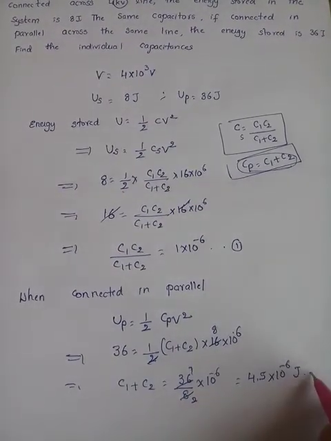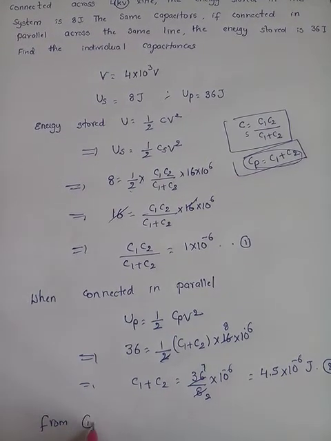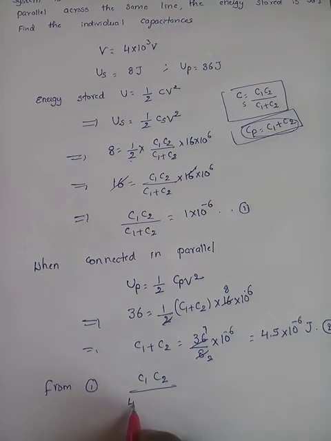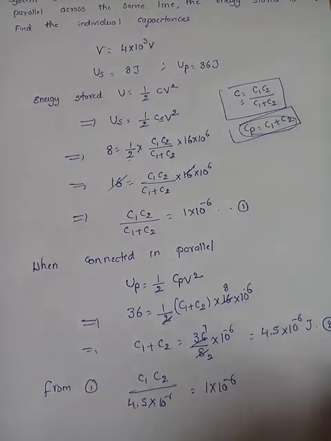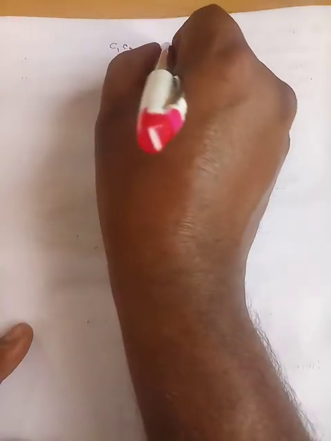So substituting this value in equation number 1. From 1, C1 C2 by C1 plus C2, which is 4.5 into 10 raised to minus 6, is equal to 1 into 10 raised to minus 6. Cross multiply. What do you get? C1 C2 is equal to 4.5 into 10 raised to minus 12 farads.